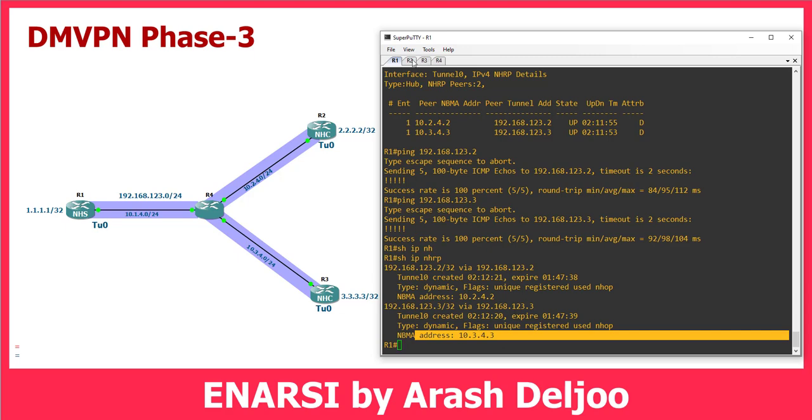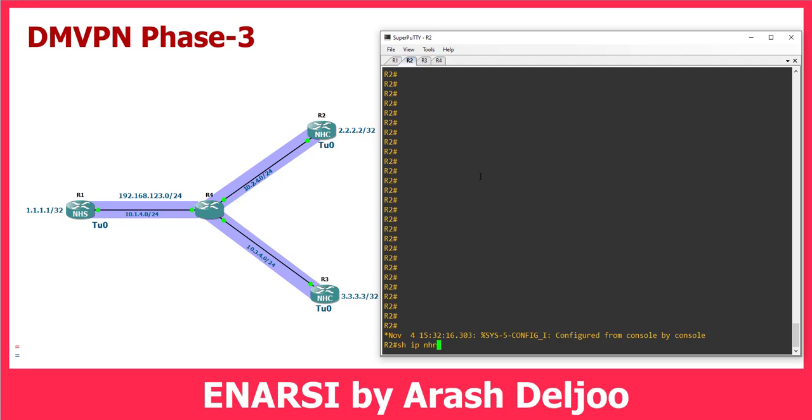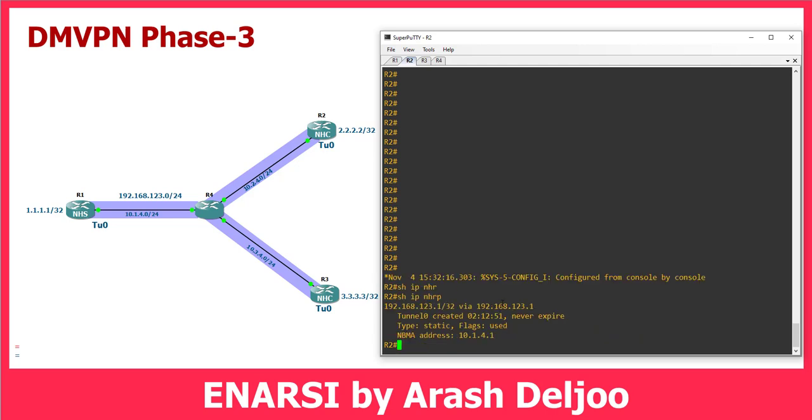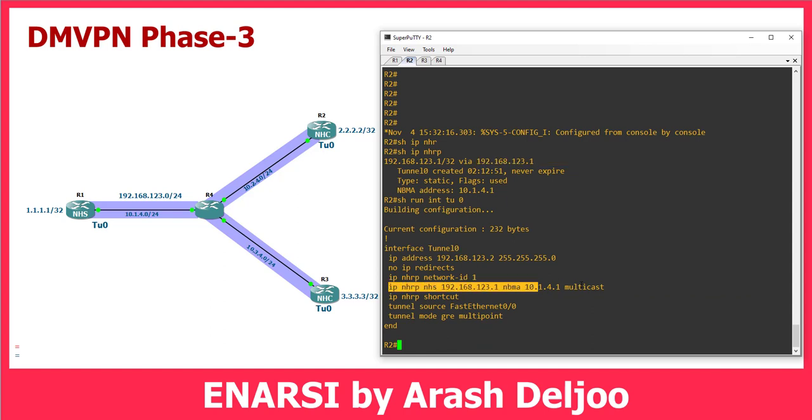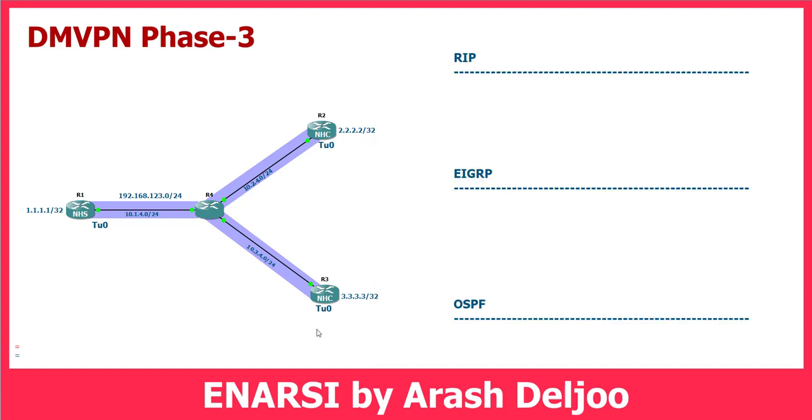Everything is okay. Then in router 2, show ip nhrp shows that we have one static entry from router 1. Here the NBMA address is 10.1.4.1 and the tunnel address is 192.168.123.1. We have configured it. Look at show run interface tunnel 0. This is the static entry I have configured before: ip nhrp nhs 192.168.123.1 nbma 10.1.4.1 multicast.